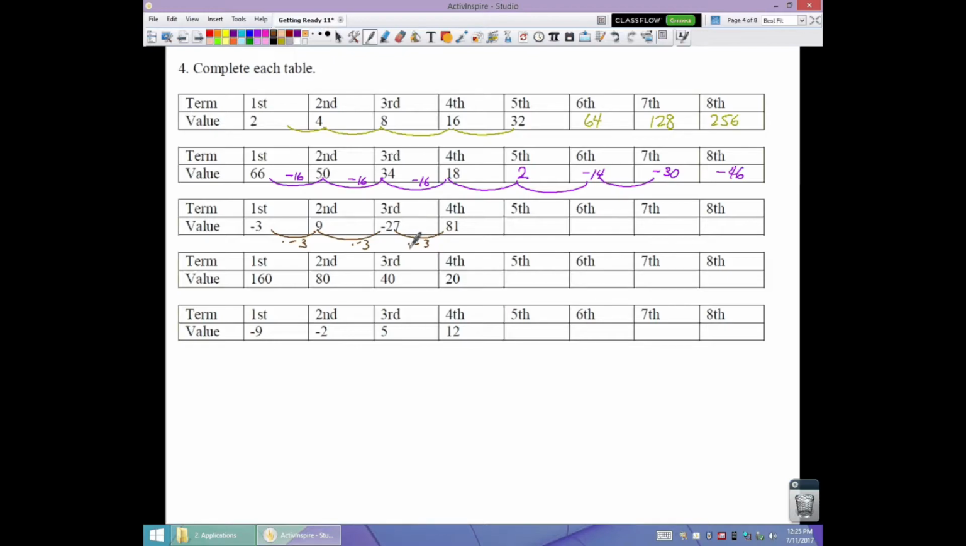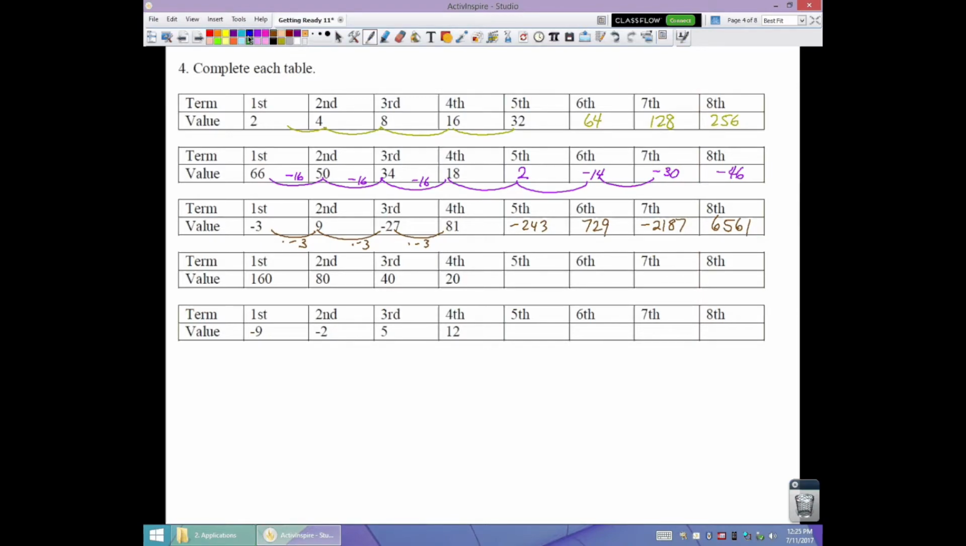So if I continue this, 81 times negative 3 is negative 243. That multiplied by negative 3 is positive 729. That times negative 3 is negative 2,187. And then the negative 2,187 times negative 3 is positive 6,561.